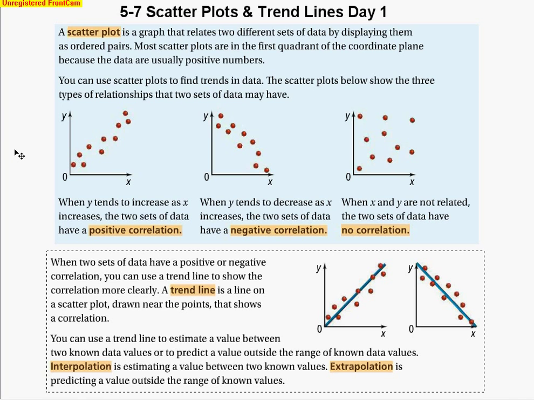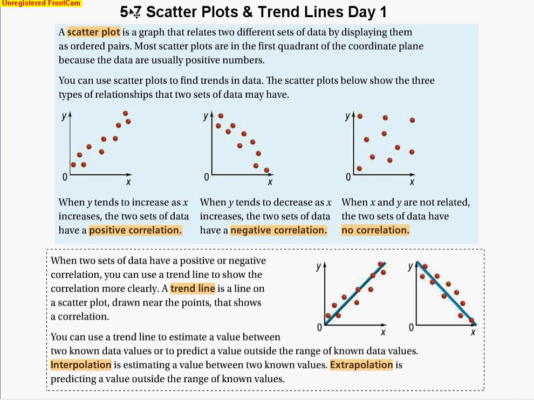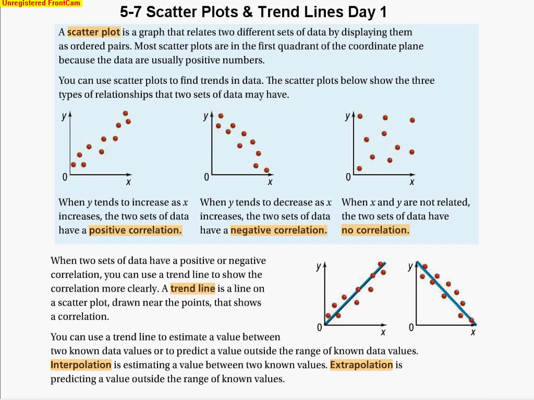This is the lesson for Chapter 5, Section 7, Scatter Plots and Trend Lines, Day 1. This is a big topic, I think pretty important because it uses what we learned about lines and equations of lines in a real-world situation. And so oftentimes we end up seeing situations that appear linear but are not exactly linear.